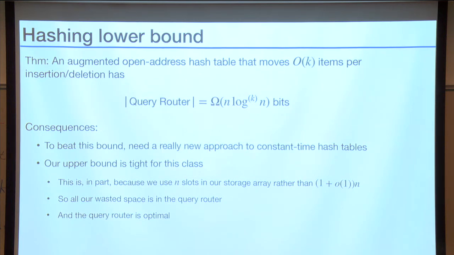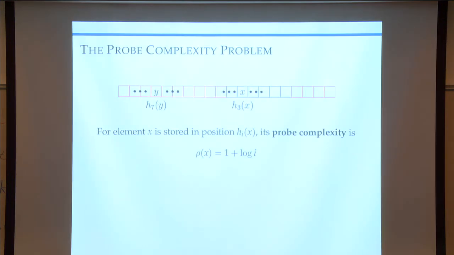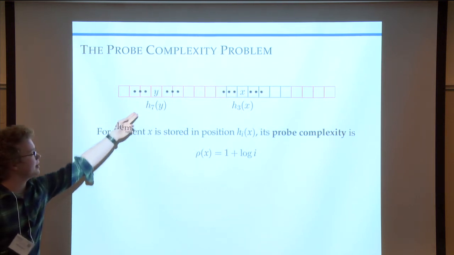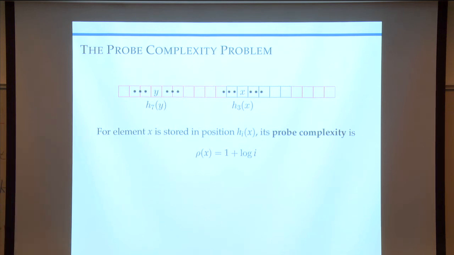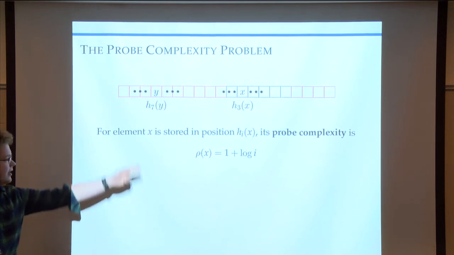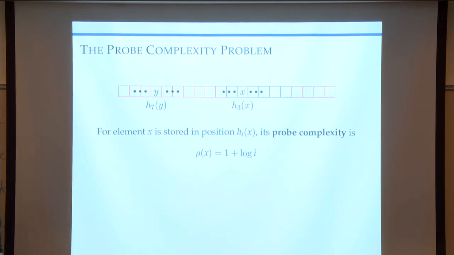So let me give a little bit of intuition for the flavor of our lower bound. The way we think about achieving this lower bound is by considering something called the probe complexity problem. For an element x in our hash table, if we store x in h_i of x in our storage array, then we say that the probe complexity of x is 1 plus log i. So you're storing it in the ith location in its series of hash values, and its probe complexity is 1 plus log i.